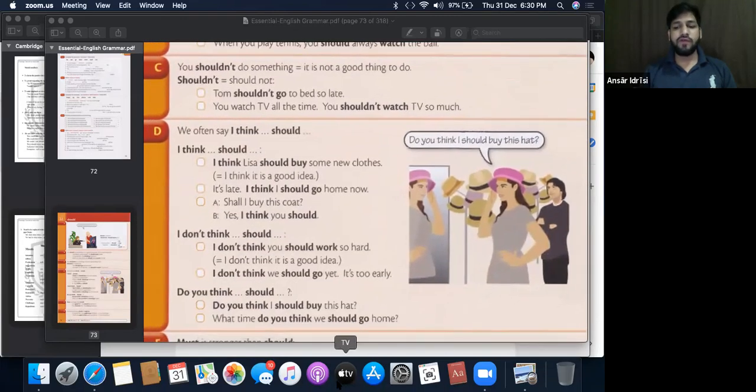Next one, we often use should for I think and he thinks. Should is often used for I think. For example, मुझे ऐसे लगता है कि आपने ऐसे करना चाहिए. That's what I think you should. We think you should. I think Lisa should buy some new clothes. Lisa को new clothes buy करना चाहिए क्योंकि उसके पास में फटे हुए कपड़े हैं. है कि नहीं रोहित?